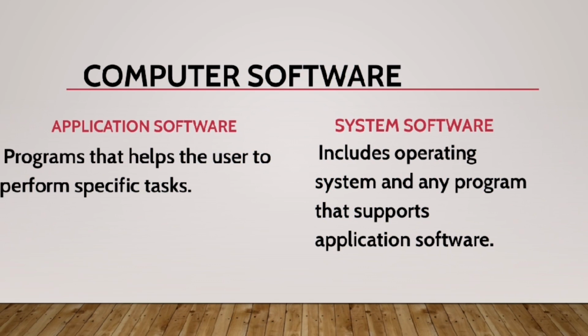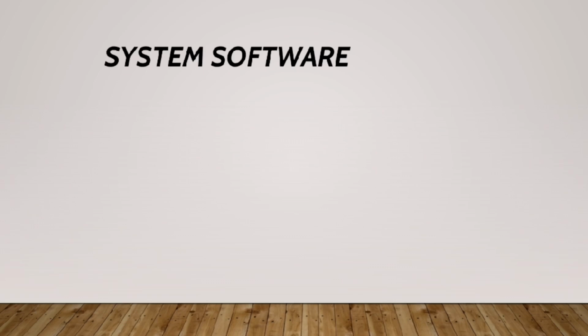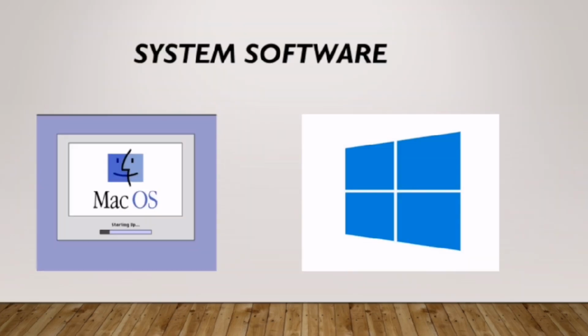Next is the system software. System software includes the operating system and any program that supports application software. Without the system software, the application software cannot function by itself. Examples of system software are macOS and Windows.